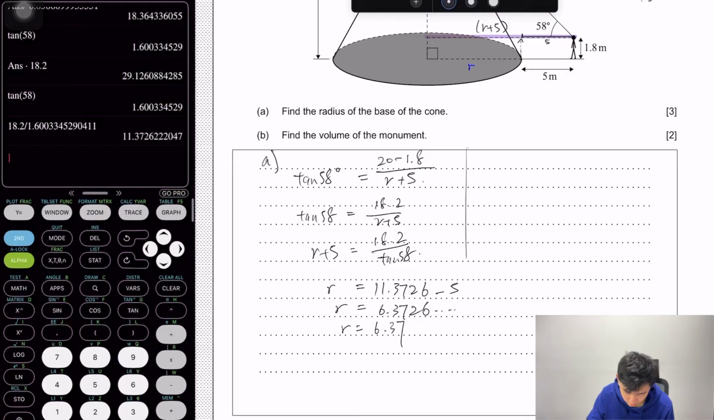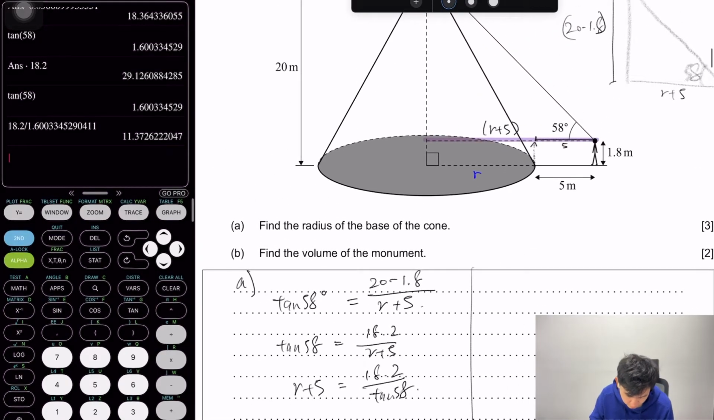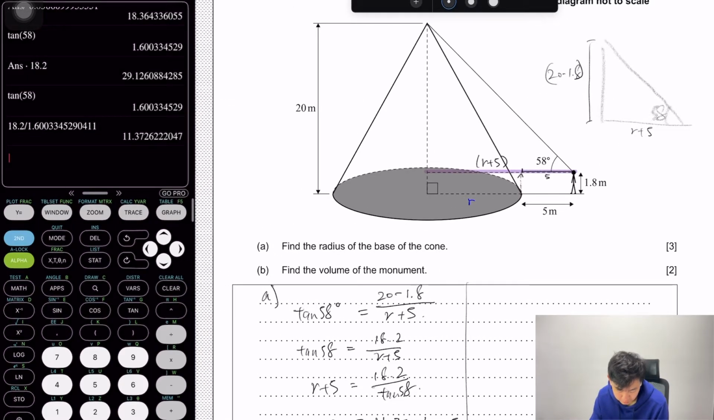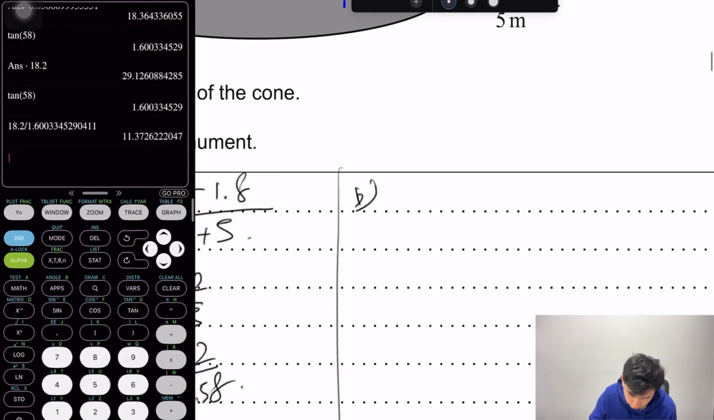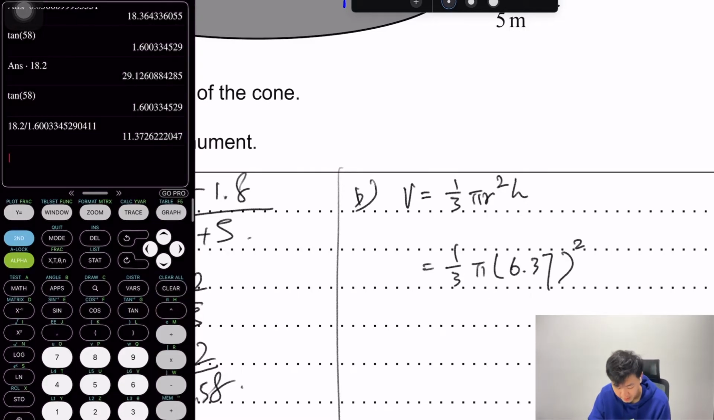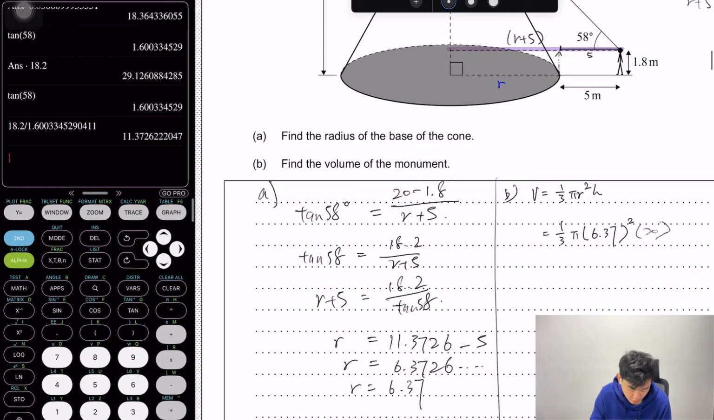Okay. So now part B. Find the volume of the whole thing. That one's pretty straightforward because we have the formula, right? The volume formula is what? It's 1/3 times pi r squared times height, right? So which is 1/3 pi times the r, which is 6.37. Okay, we write it from our answer, but then we calculate it using our calculator value.